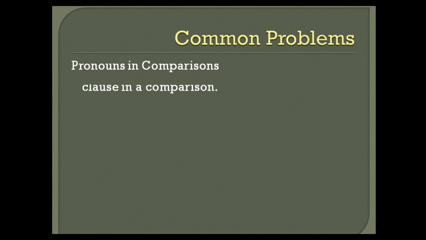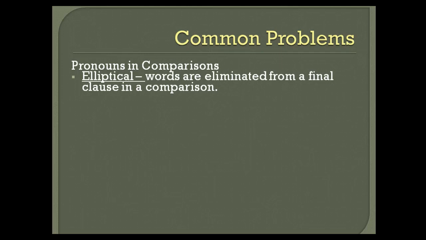Another problem, comparisons. All right, ellipticals. This is kind of confusing, but the word elliptical, if you think of it like the shape itself, it's an oval. A sentence kind of comes full circle. In this case, it's elliptical because we literally eliminate words from the last clause in a comparison.